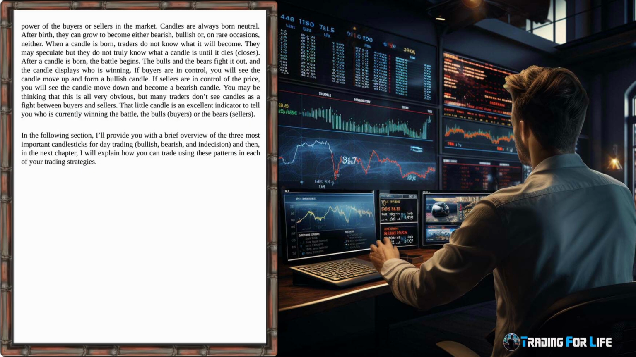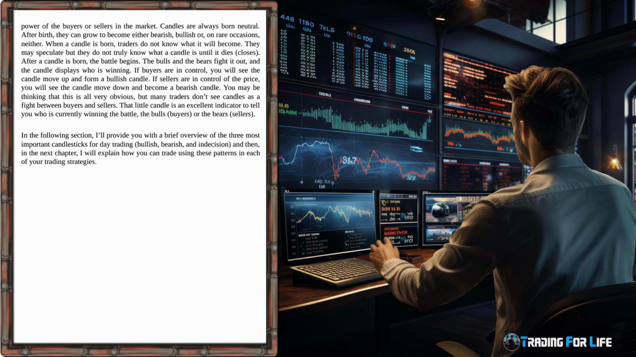Candles are always born neutral. Now, after birth, they can grow to become either bearish, bullish, or, on rare occasions, neither. When a candle is born, traders do not know what it will become. They may speculate, but they do not truly know what a candle is until it dies, closes. After a candle is born, the battle begins. The bulls and the bears fight it out, and the candle displays who is winning.